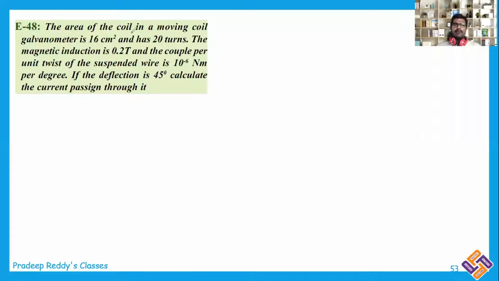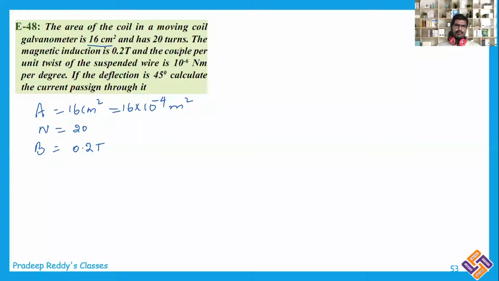The area of the coil in the moving coil galvanometer is 16 centimeter square. A is equal to 16 centimeter square, which is equal to 16 into 10 power minus 4 meter square. And it has number of turns 20. The magnetic induction B is 0.2 Tesla and the couple per unit twist is given.